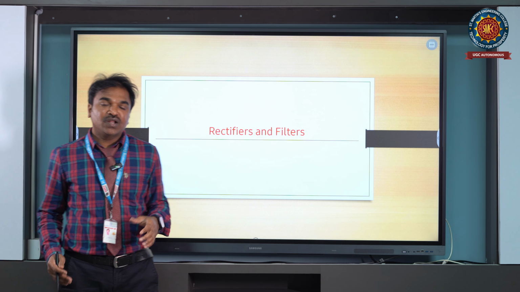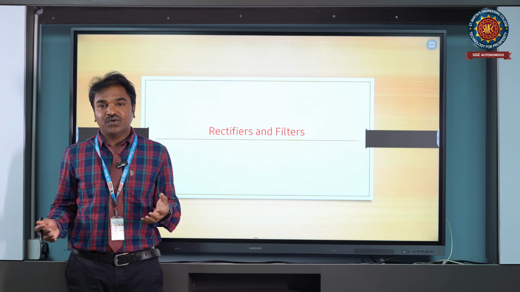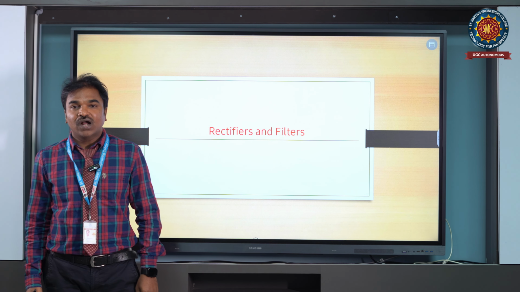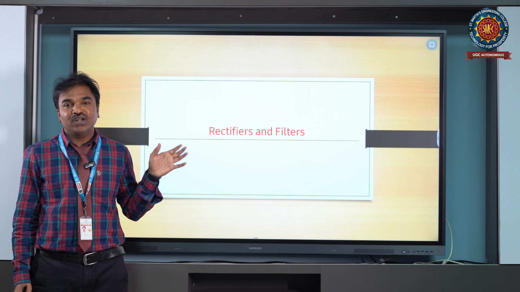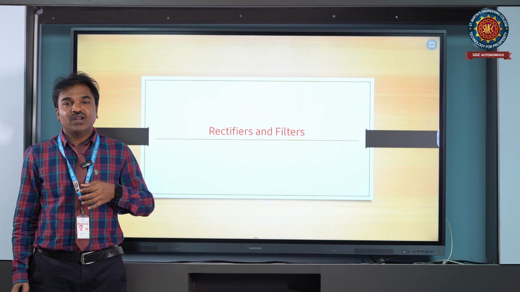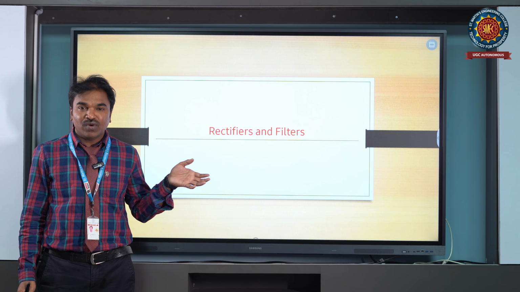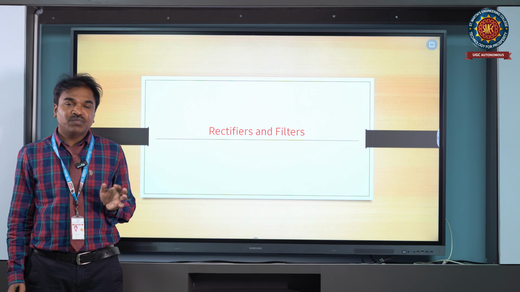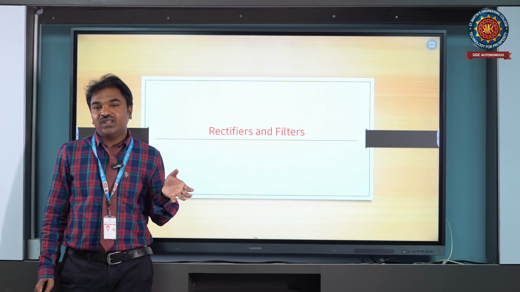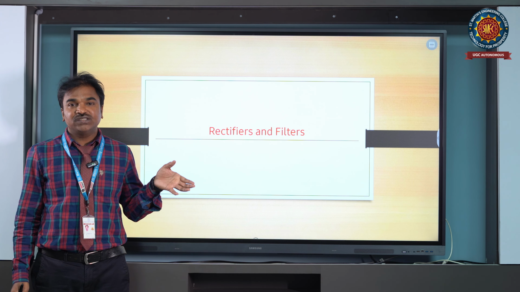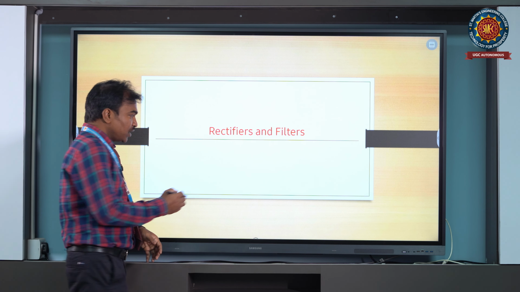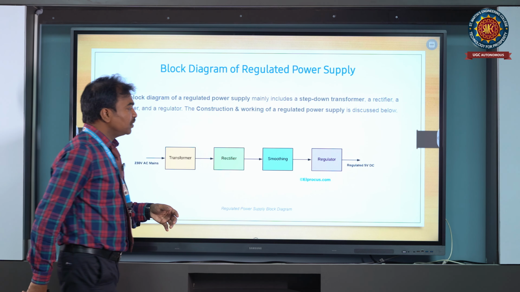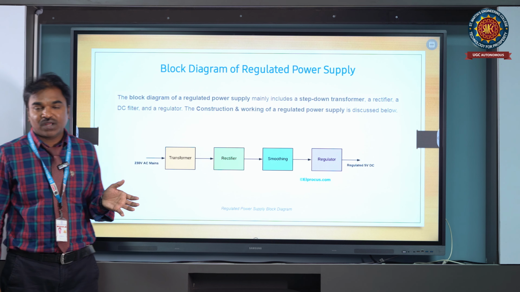Everywhere in our home or any industry, only AC power supply is available. But all electronic devices need only DC power supply. Daily we use a wristwatch, and a mobile phone also needs only DC power supply. Now how do we convert this AC power supply into DC power supply? Here is the basic block diagram, a power supply block diagram.